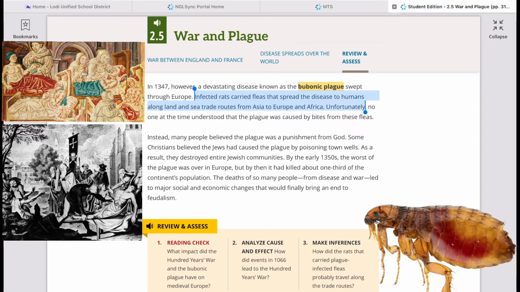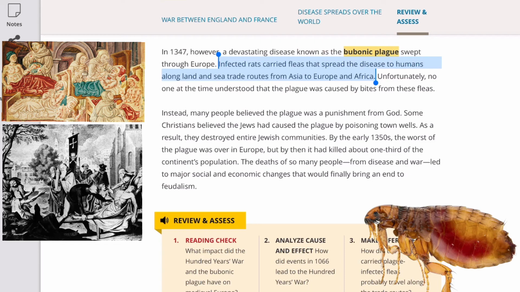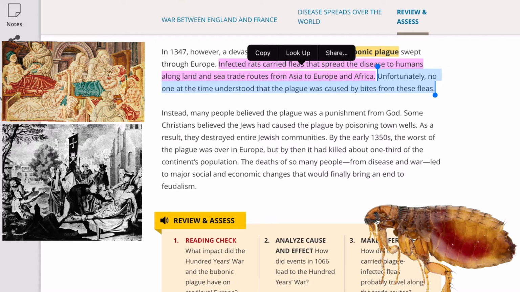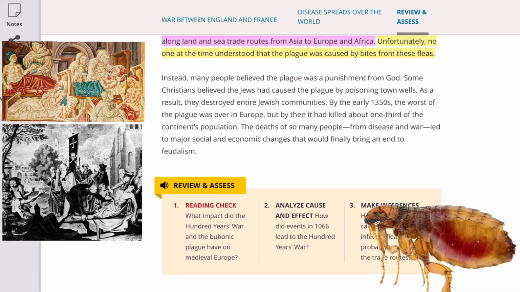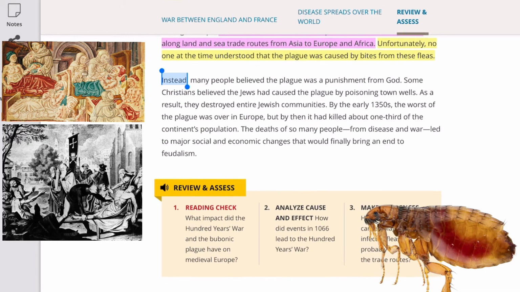Unfortunately, no one at the time understood that the plague was caused by bites from these fleas. Many people believed that the plague was a punishment from God. Some Christians believed that the Jews had caused the plague by poisoning town wells. As a result, they destroyed entire Jewish communities, and by the early 1350s, the worst of the plague was over in Europe. But by then, it had killed about one-third of the continent's population.